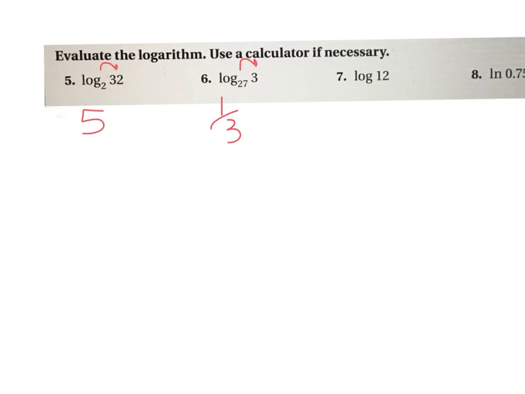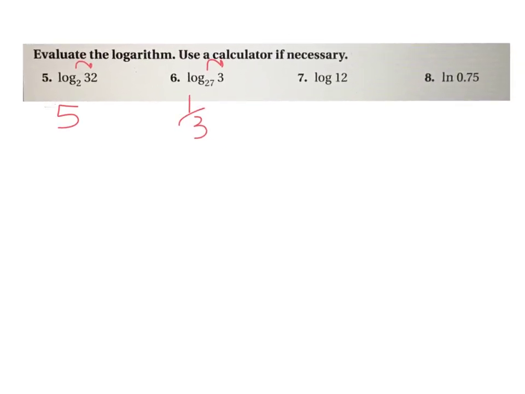Okay, number 7 here says log 12. Notice there's no base written there, it's just log 12. So I'm going to take my calculator, hit log 12, it's base 10. I'm getting 1 point, that's not an 8. My poor eyes, I'm getting so old. 1.0792. The last one says natural log of 0.75. Just take your calculator, natural log 0.75. You get negative 0.2877. You know why it's negative? Because it is smaller than 2.71828.